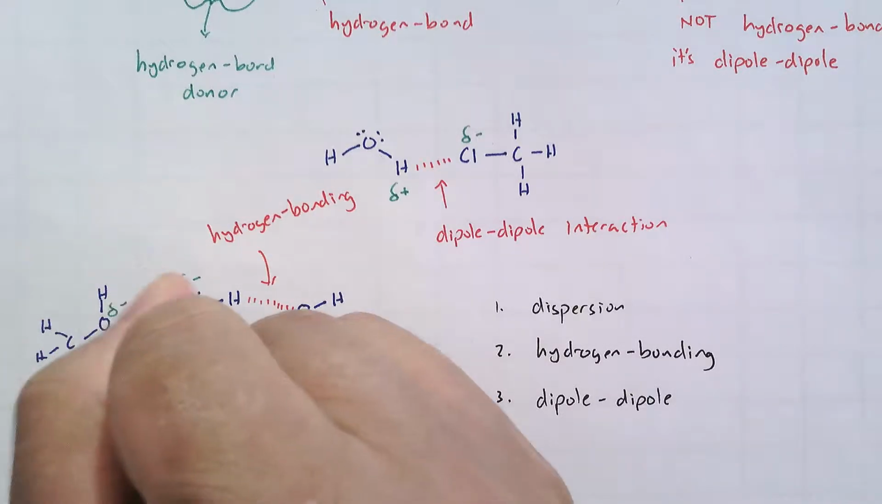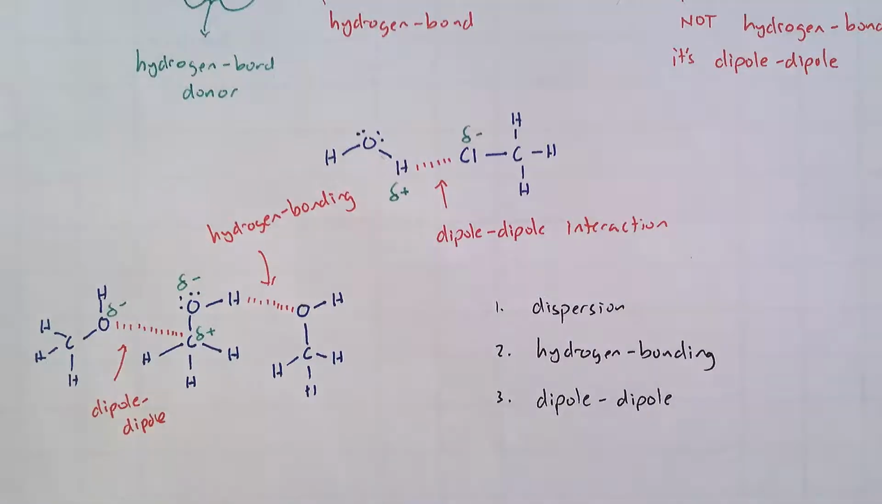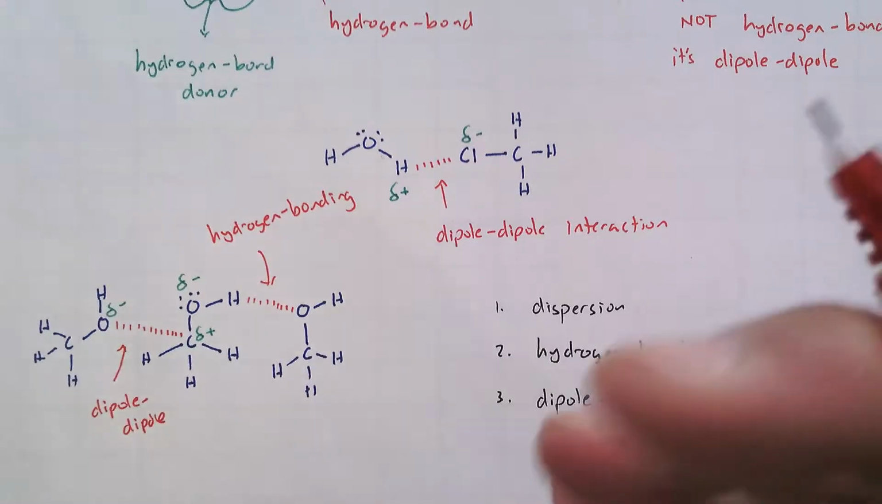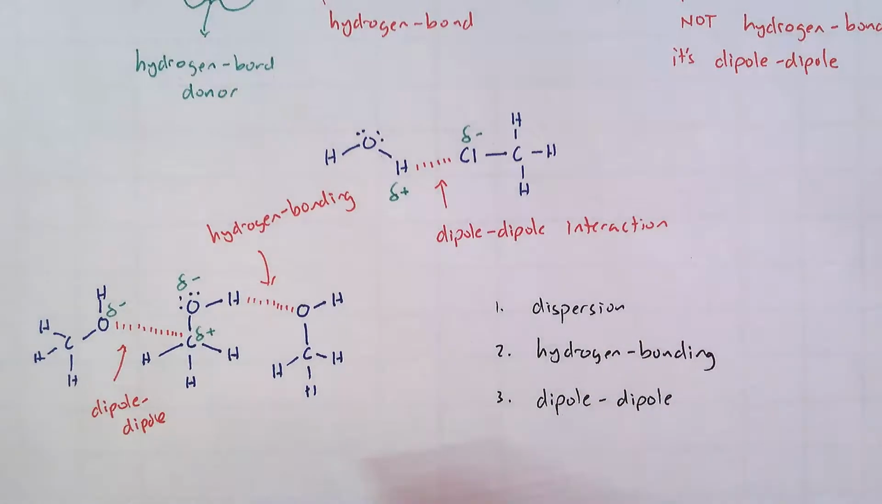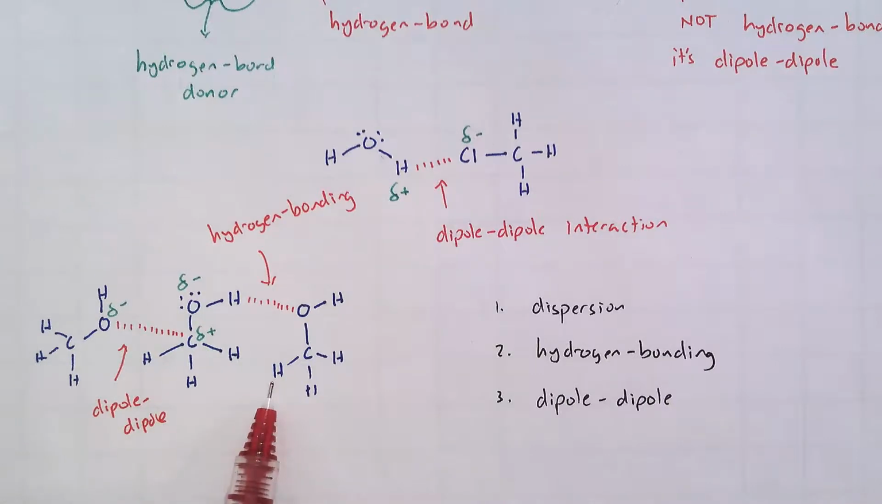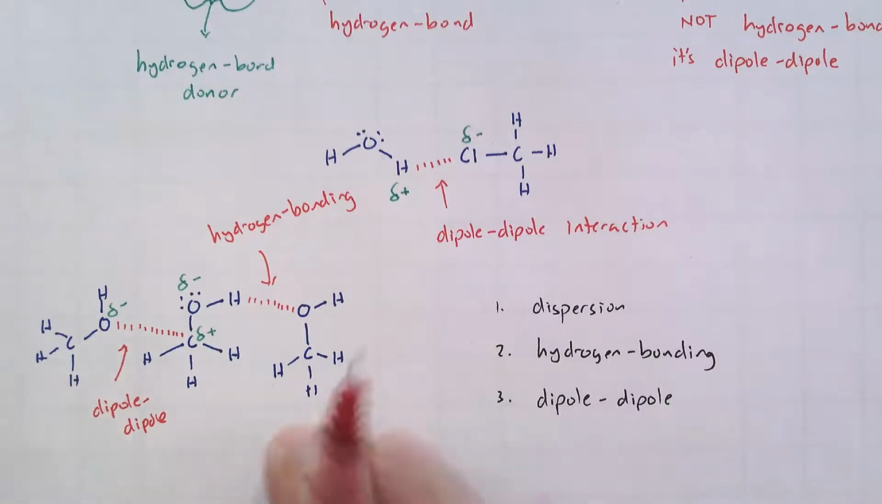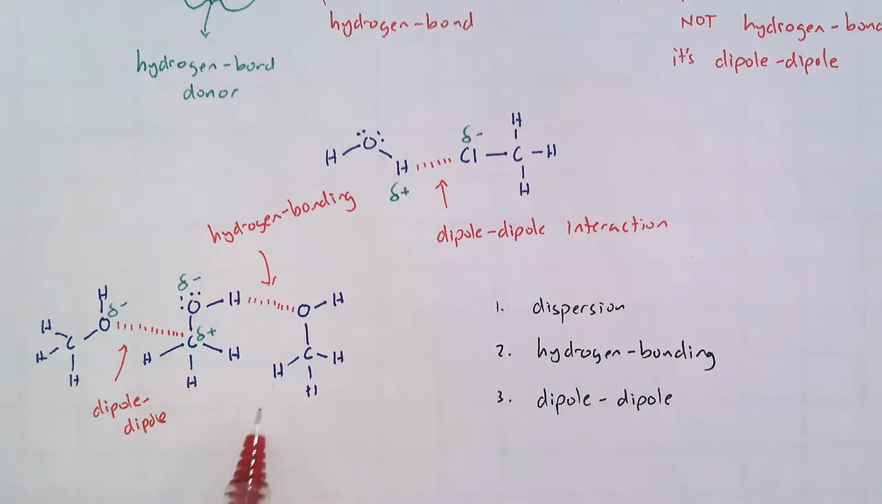I'm not going to illustrate dispersion, but how can I just explain this? Well, all molecules have dispersion forces. So while this carbon-hydrogen bond is nonpolar, due to temporary dipoles, the hydrogen can be positive or can be negative, and that will induce a neighboring molecule to have possibly a hydrogen that is the opposite charge.